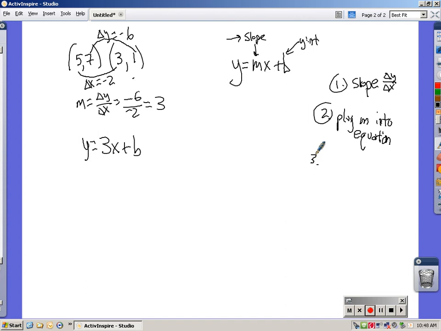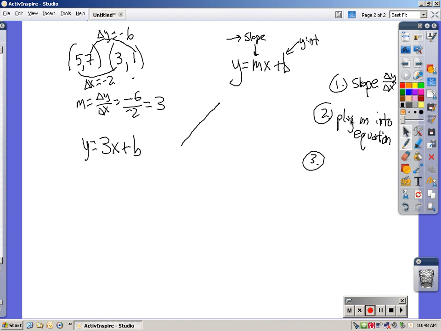So now the next thing that I have to do is find the y-intercept. And the way that I'm going to find the y-intercept is I'm going to take one of the points and plug it in, and then I can just solve for b. So basically what I have here is a steepness. I have this line that has a certain steepness, but I don't know where the y-intercept is yet.